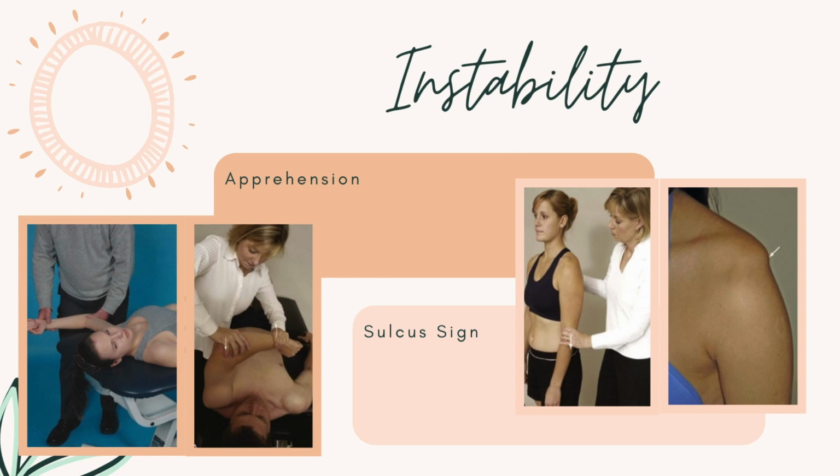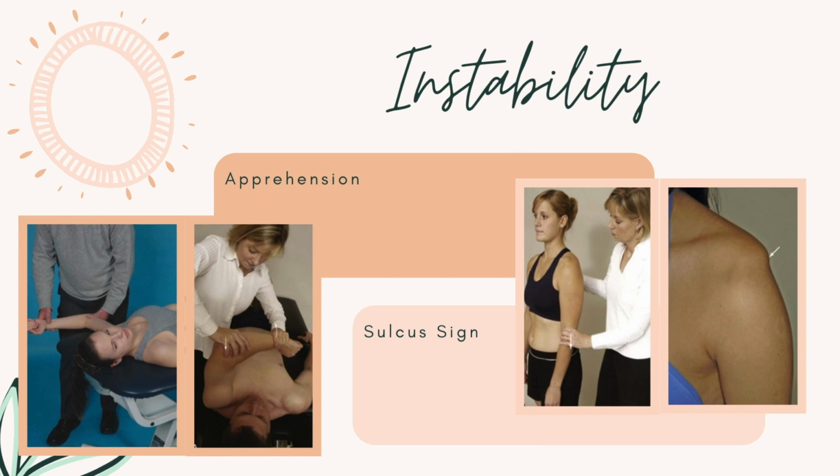So the sulcus sign is assessing the inferior capsule or multidirectional instability. You're going to position the patient's arm in about 20 degrees of abduction and neutral rotation. Grasp the patient's forearm just below the elbow and apply a longitudinal traction force. So really pulling straight down.